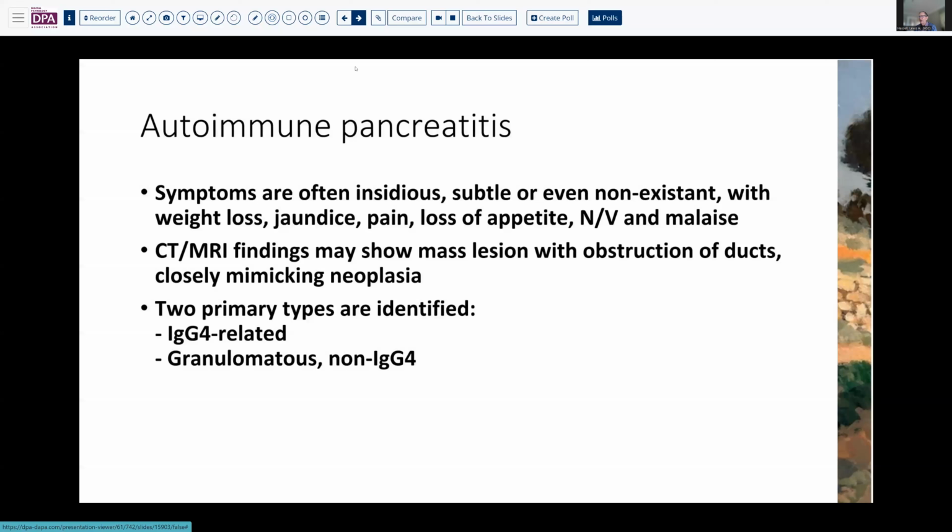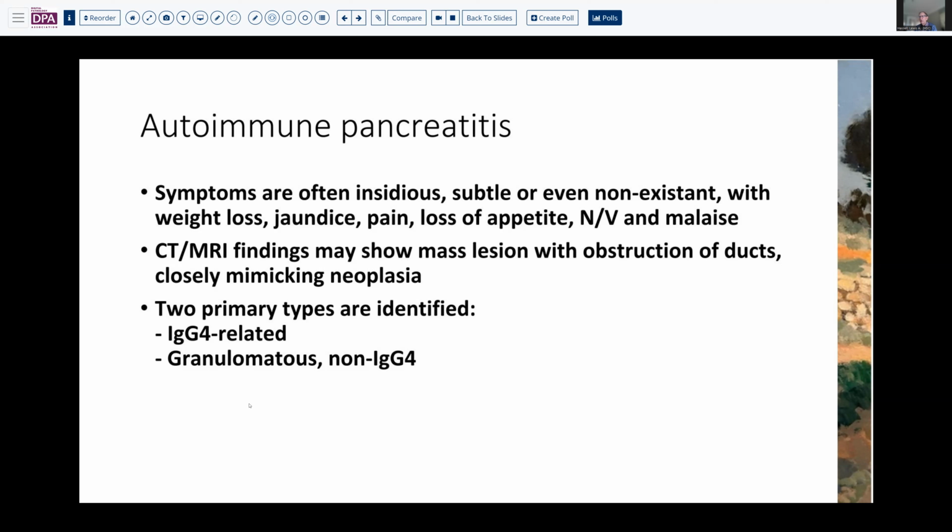Autoimmune pancreatitis is not a common lesion. It usually is more in the adult range rather than pediatric range, but can occasionally present fairly early in life, and sometimes is even a gradually onset type of lesion with insidious, subtle weight loss, loss of appetite, maybe a little bit of vague pain, and then progressive jaundice if it involves the biliary tree. The CT or MRI findings may show a mass lesion and may very closely mimic neoplasia.